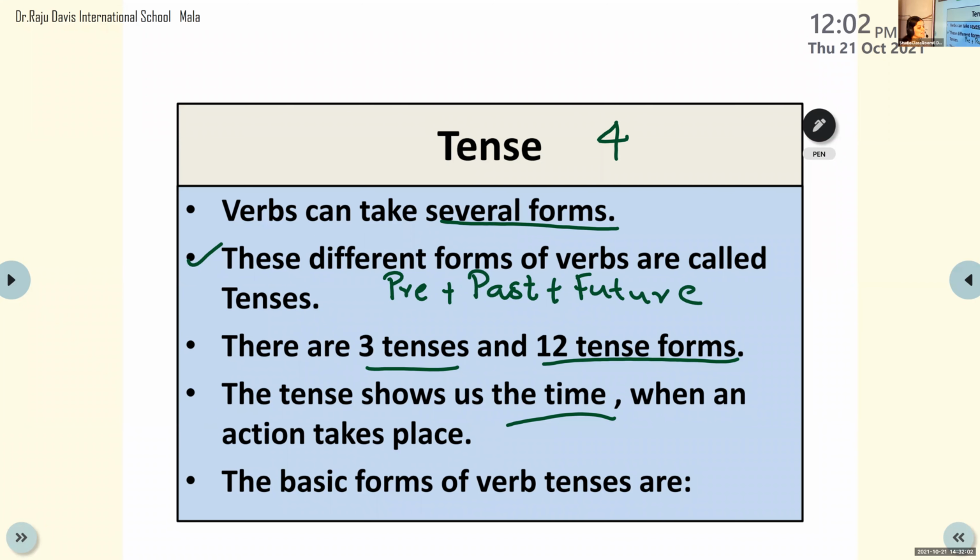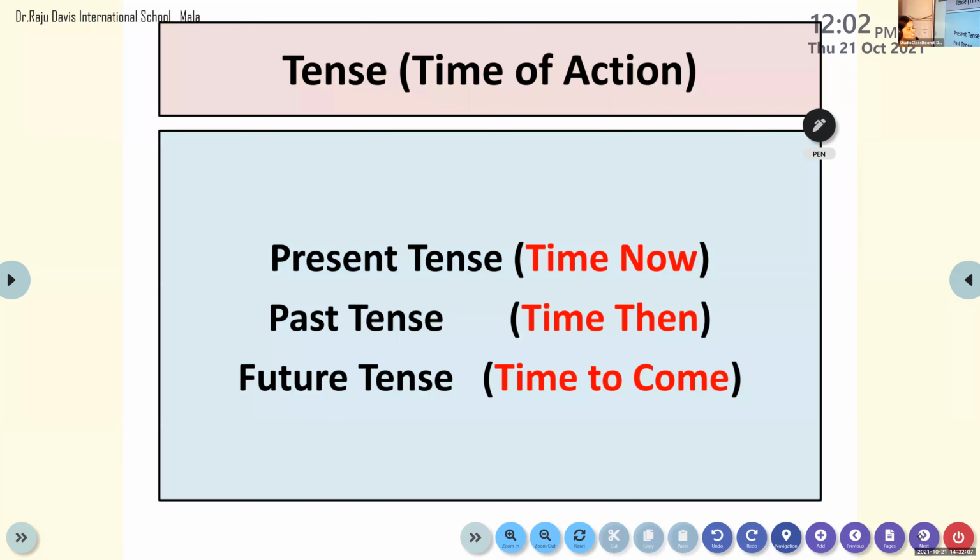Okay, so the basic forms of tense are, as I have told you, we have three basic forms. The basic forms of tense are present tense, past tense, and future tense. We have present tense, time now; past tense, time then. We have future tense. Check the spelling of future and present, children. Future tense, time to come. These are the three basic forms of tenses in English grammar.